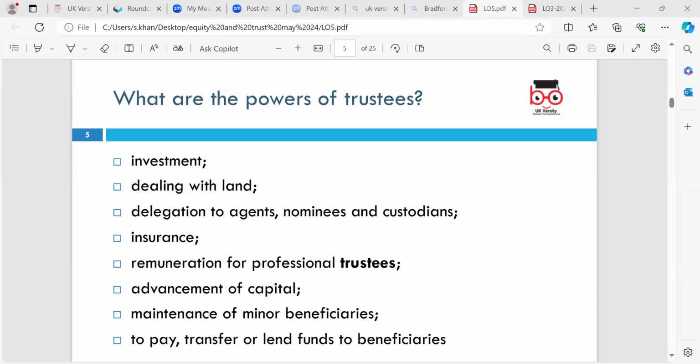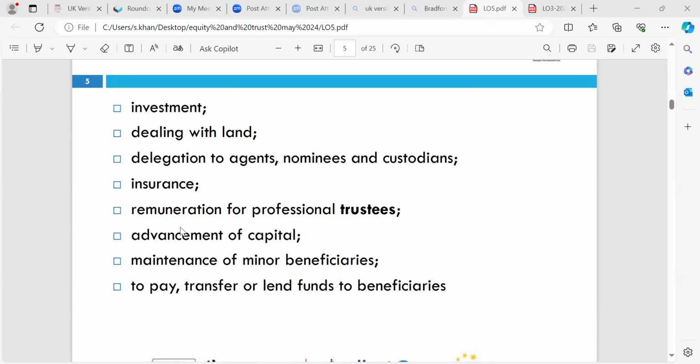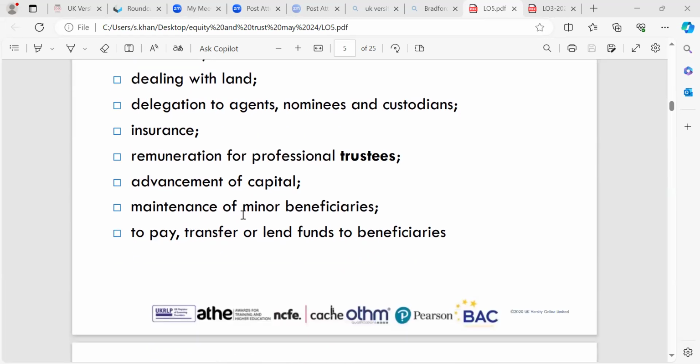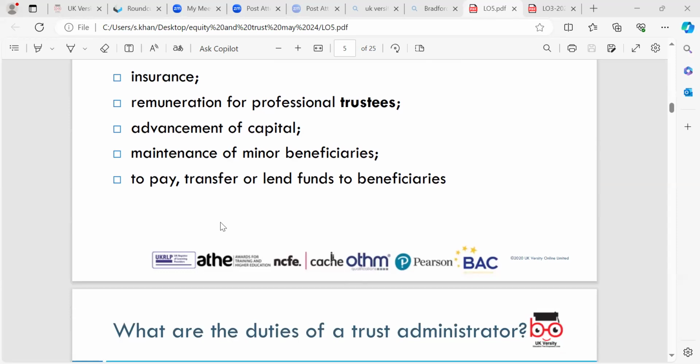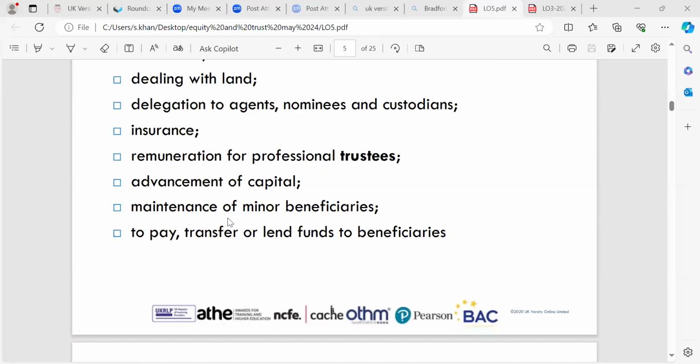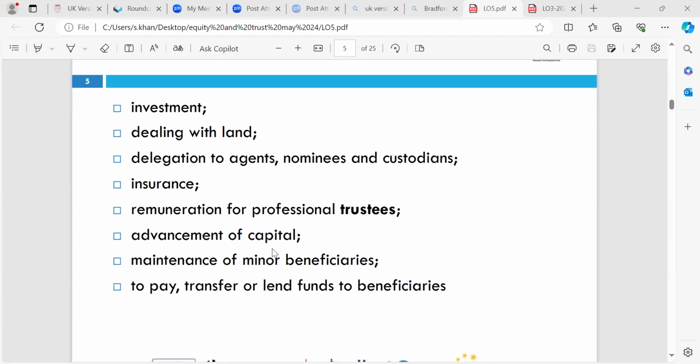So the powers are in regards to investment, dealing with land, delegation to agents, nominees and custodians, insurance, remuneration for professional trustees, advancement of capital, maintenance of minor beneficiaries, and to pay, transfer or lend funds to beneficiaries.